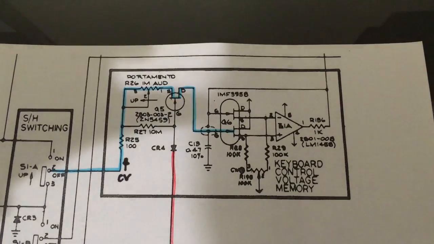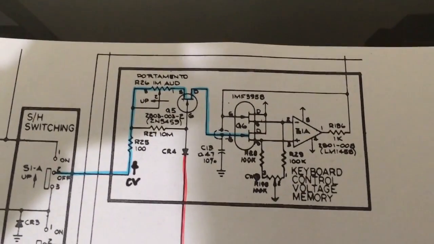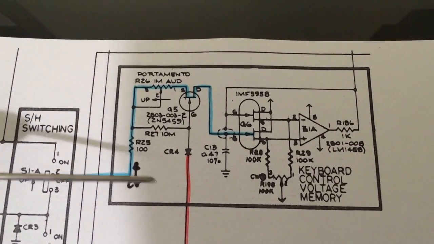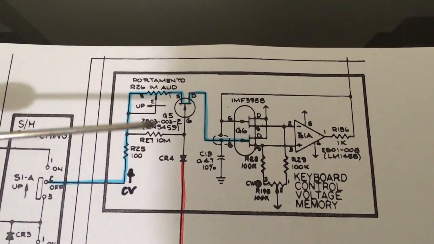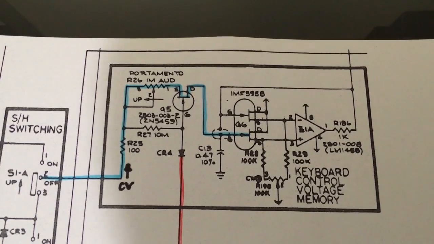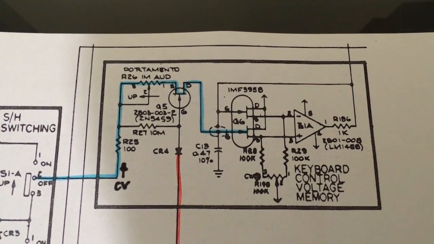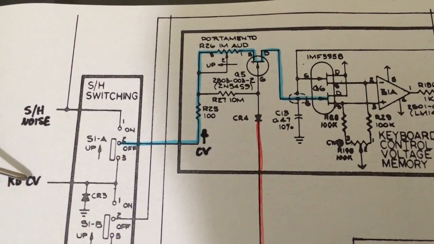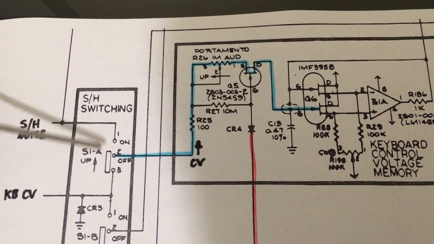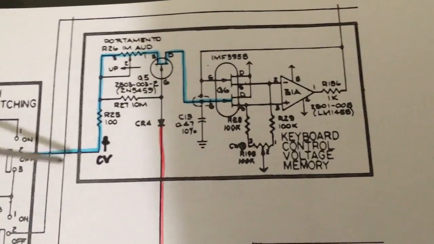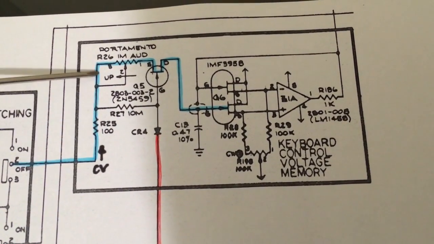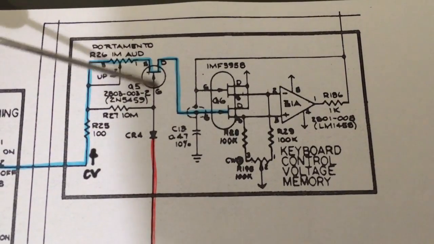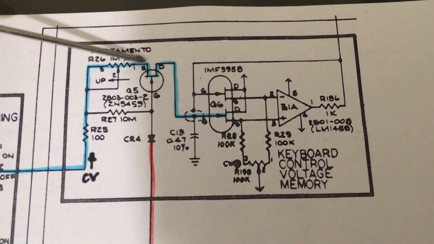Okay, so I fixed the problem. I'm just going to explain how I did it using the schematic. So this is the portamento, the sample and hold, and the CV memory of the ARP Axxe. So we've just got an input voltage that comes from either the CV or the sample and hold, depending on where the switch is. And that voltage comes in this side, and it's sampled by this FET.